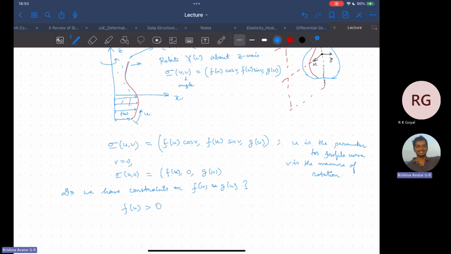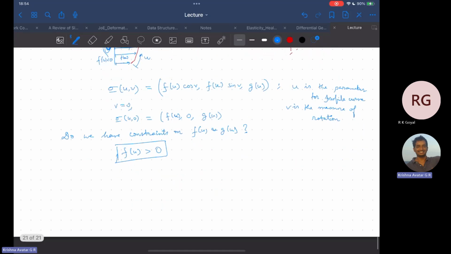So suppose this curve was something like this, and then we were trying to generate. It's not possible, right? We cannot even imagine any such surface being created. So say if this was the profile curve, then this part only would form, but we would not be able to form a surface from this part, and in this part f of u is less than 0, since it is along the negative x-axis in the xz plane. So that is the reason we always have this constraint, f of u must be greater than 0.